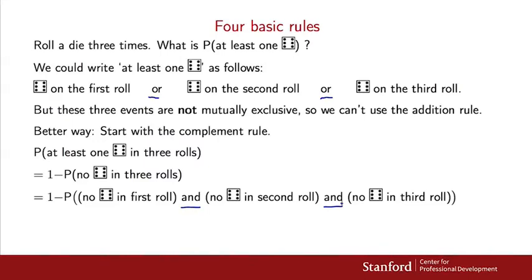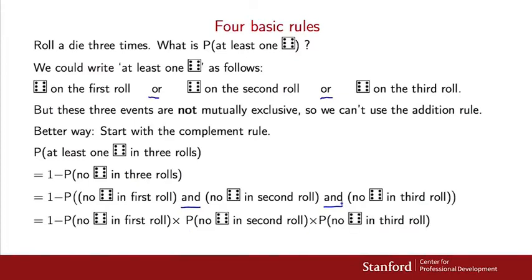So by using the complement rule first, I put the whole thing in a position where I can use the multiplication rule. So I can simply multiply those events, and then I can just plug in, because the probability of no 6 in the first roll is simply 5/6. And by the way, that's another application of the complement rule. So I get 1 minus 5/6 times 5/6 times 5/6, and if you plug it in your calculator, you see this is 41.4%.